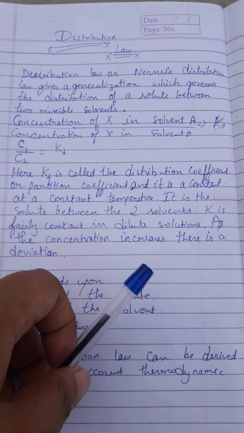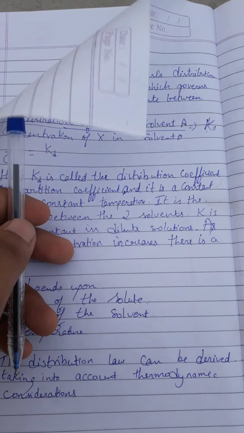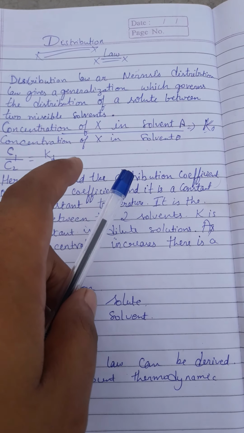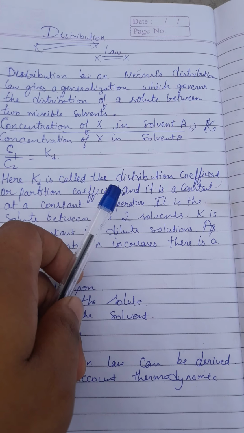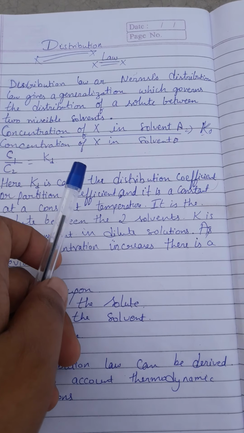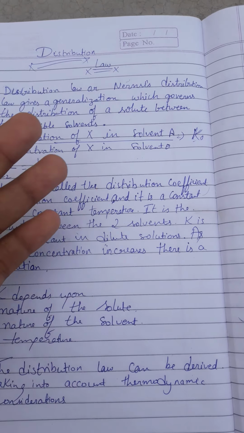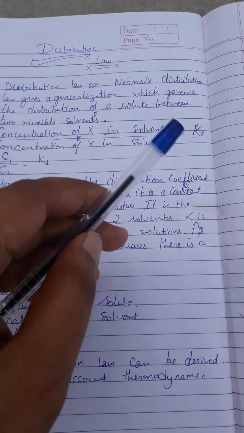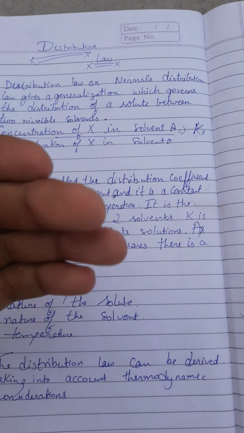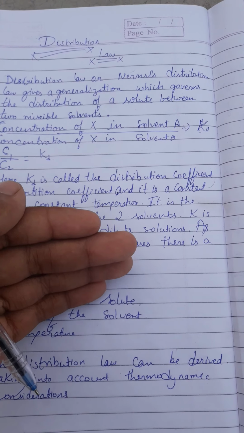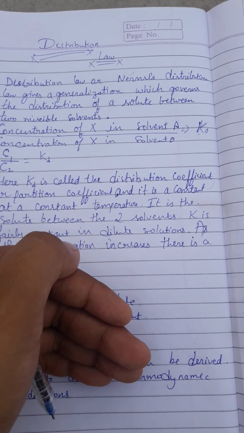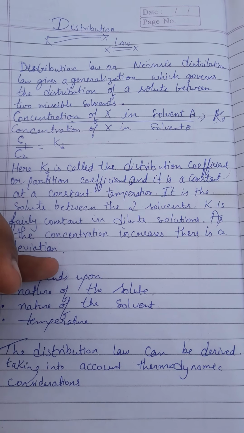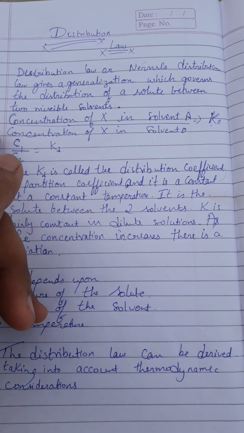If more iodine is added to the system, it again distributes itself between the two layers. Now the concentration of iodine in both the layers will be more than that in the previous case. Let the concentration be C1 dash and C2 dash in water and CCl4 layers respectively. C1 dash will be greater than C1 and C2 dash will be greater than C2. The ratio C1 dash divided by C2 dash is again equal to the constant Kd. It means we have increased the concentration in both solvents.